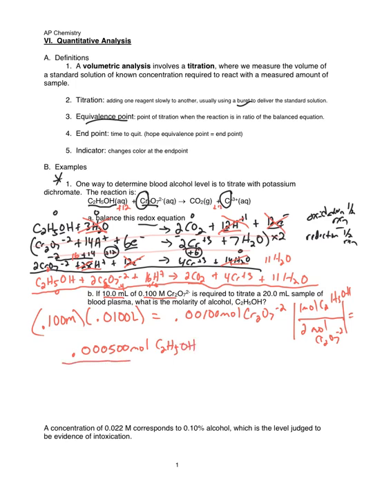Dividing that by the fact that the sample to be titrated was 20 milliliters. That's how much blood plasma was titrated. So if we divide that by the volume of the sample in liters, moles divided by liters will give me my molarity. So 0.0005 divided by 0.02 gives me a molarity of 0.025 capital M. So we would say that in the blood plasma, there is a concentration of 0.025 molar ethanol.